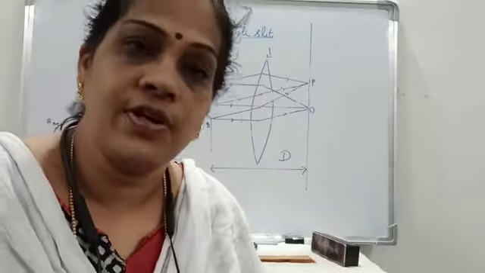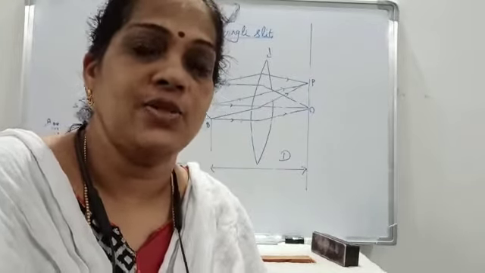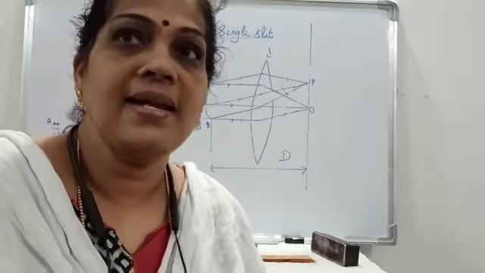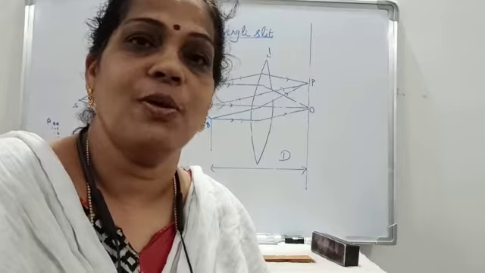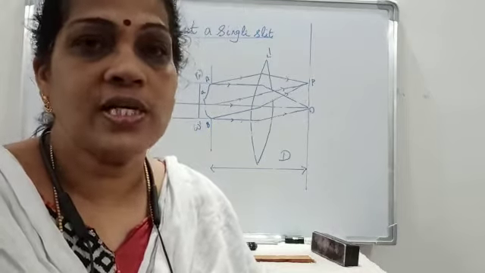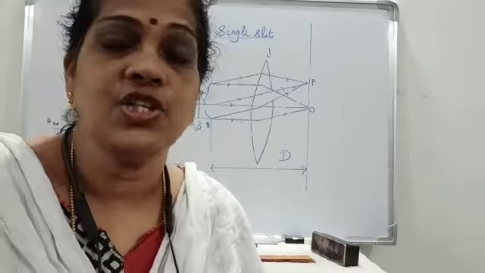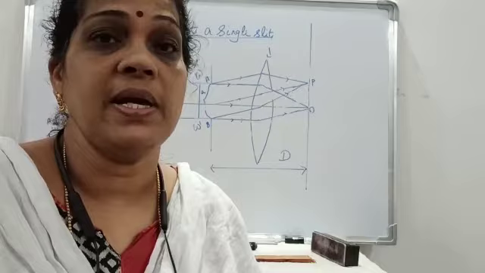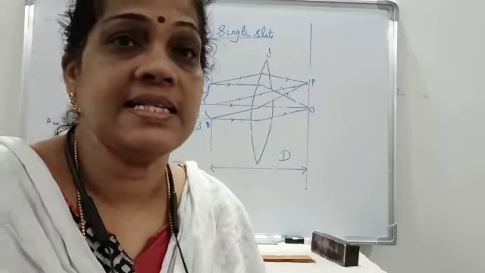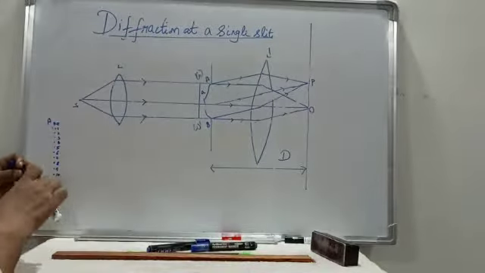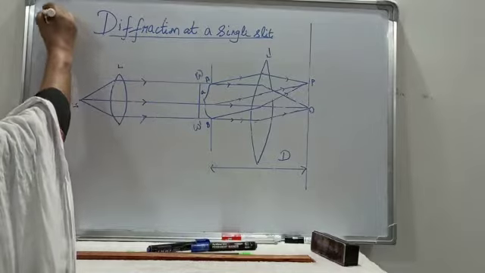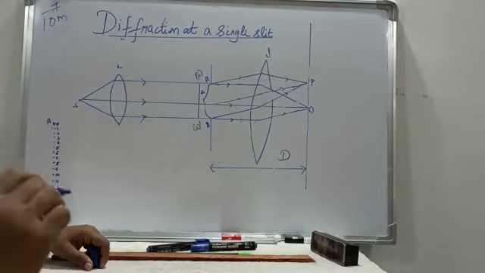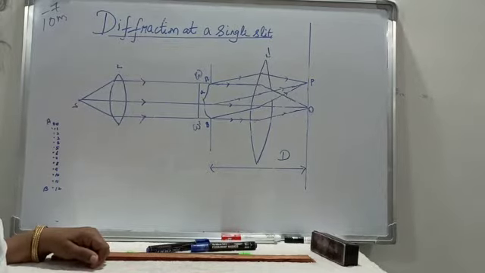Diffraction is the phenomenon of bending of light waves around the edges of the obstacle or slit and entering into the region of geometrical shadow. So we know what diffraction is and what the condition is. The size of the slit or obstacle must be around 10 power minus 7 meters. Only if the size of the slit is very small will we be able to observe the diffraction pattern.